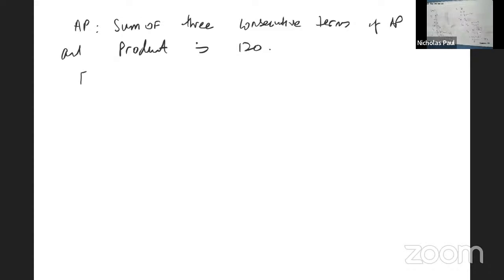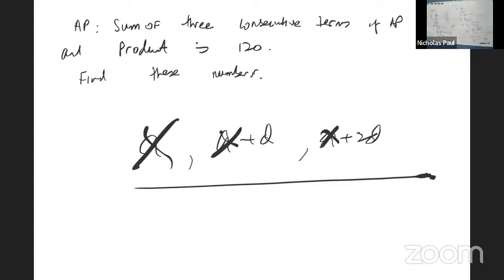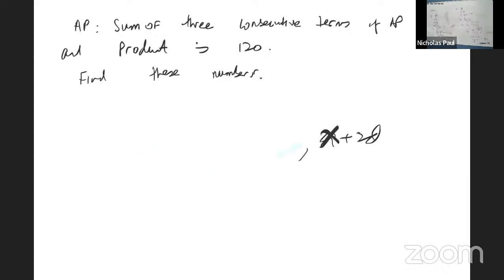Find these numbers. Real pressure here. How are we going to find these numbers, right? So all of a sudden they come up with 3 consecutive numbers. A common mistake here is that people think the 3 consecutive numbers are A, then A plus D, then A plus 2D. But did the question say the first 3 numbers? No, so we can't do this. All right, so we have to figure out something else.